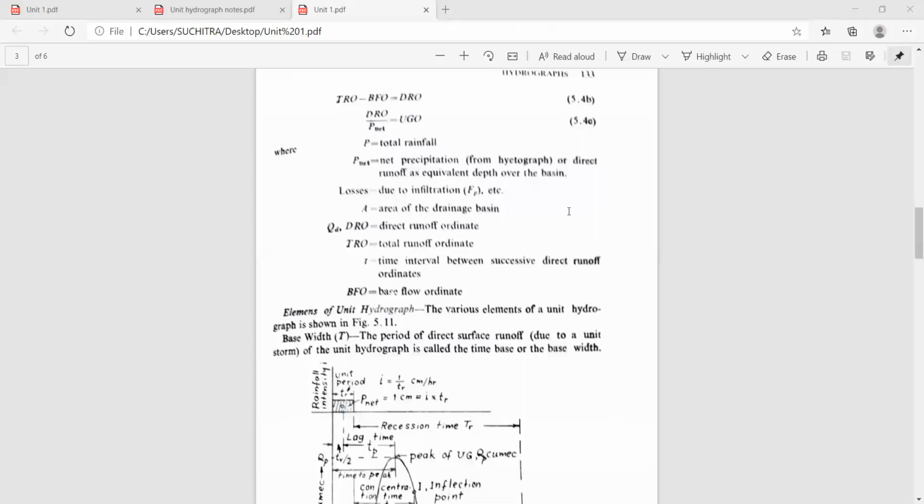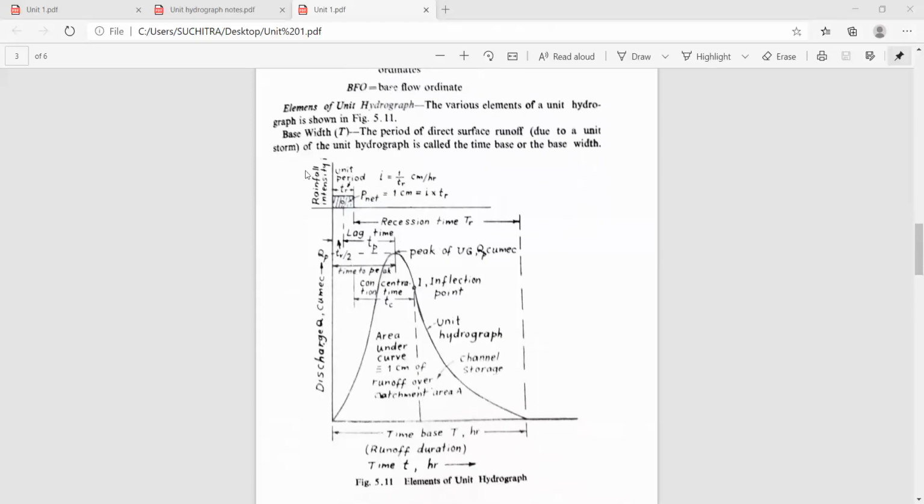Now these are the components of a unit hydrograph, that is, the elements of a unit hydrograph. The various elements of a unit hydrograph are shown here, starting with the base width. This is the base width of the unit hydrograph, that is, the time from the beginning of the point of rise of the hydrograph to the recession point.